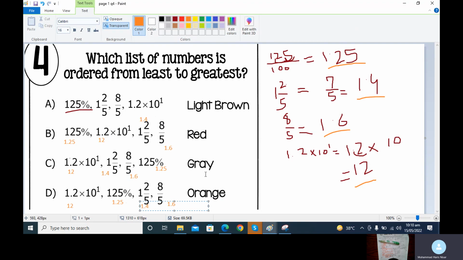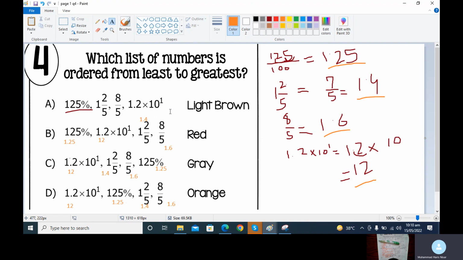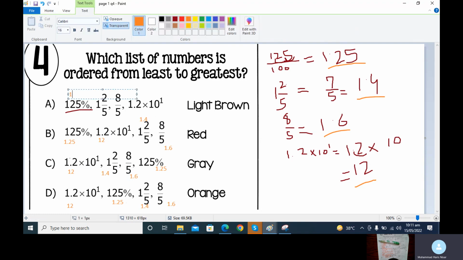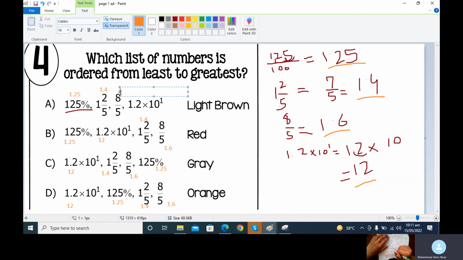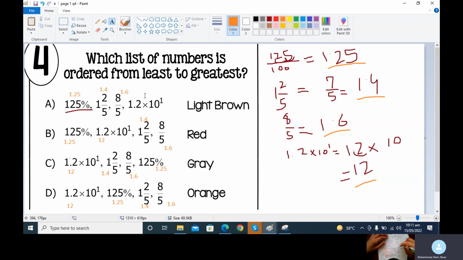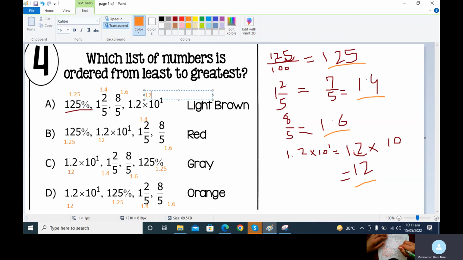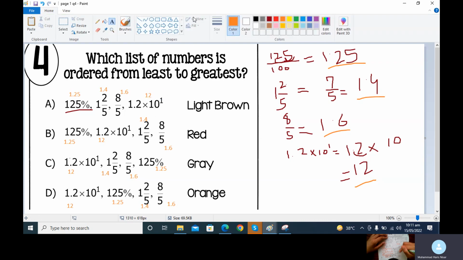So you can see all of the options. The only option which seems to be correct is this one, A part. Here it is 1.25, which is the smallest. Then you have 1.4. So 1.4 is greater than 1.25. Then you have 1.6. It is greater than 1.4. And at the last you have 12, which is greatest. So option A is the right one.